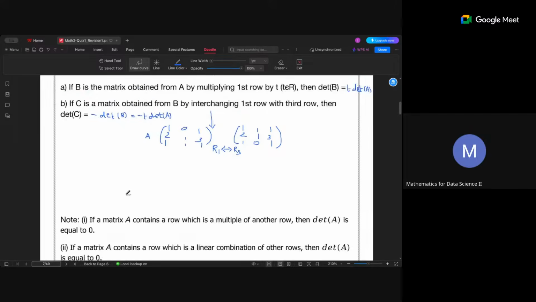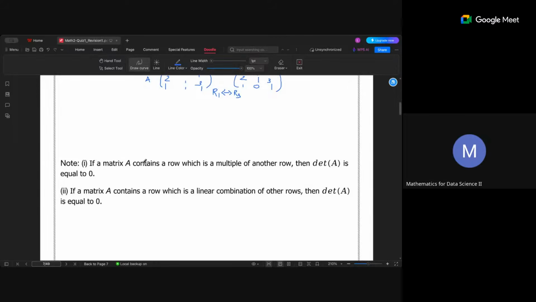Fine. Okay. Good. If a matrix A contains a row which is a multiple of another row, then the determinant is 0. Right? This you know, right? Because you have two linearly dependent rows, so the determinant is 0. Similarly, if a matrix A contains a row which is a linear combination of other rows, then also the determinant is equal to 0. So these are some observations which can help us reduce time in computing the determinant.